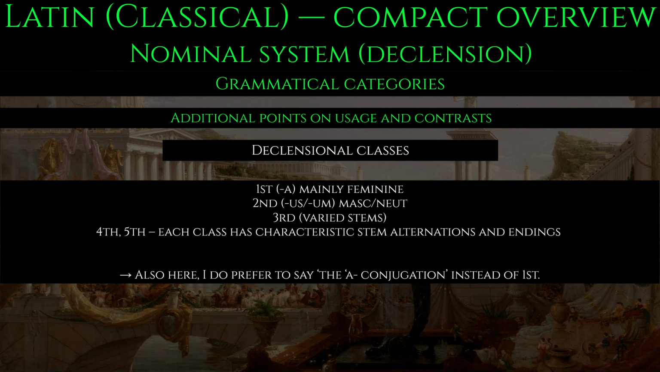And lastly, declensional classes. Again, first, which is a, is mainly feminine. Second, which is us or um, is masculine or neuter. And third, with varied stems. And then there's also fourth and fifth. Each class has characteristic stem alternations and endings.